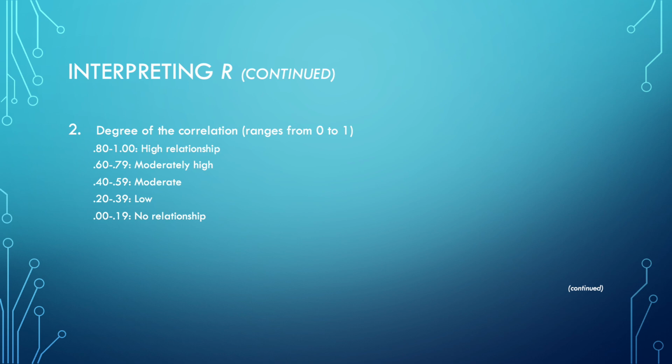So this is a scale that's often used. An R value between 0.80 and 1.0 is a high relationship. Between 0.60 and 0.79 is moderately high. Between 0.4 and 0.59, moderate. Between 0.2 and 0.39, low. And from 0 to 0.19 is no relationship. Again, these are positive or negative values.